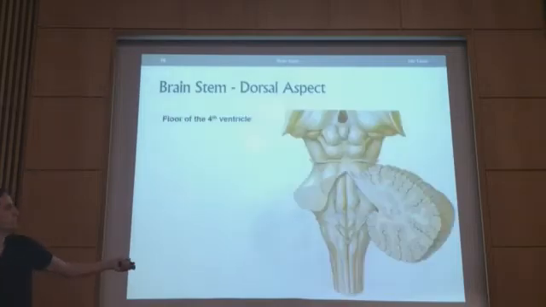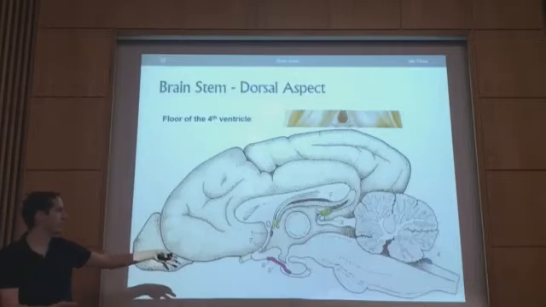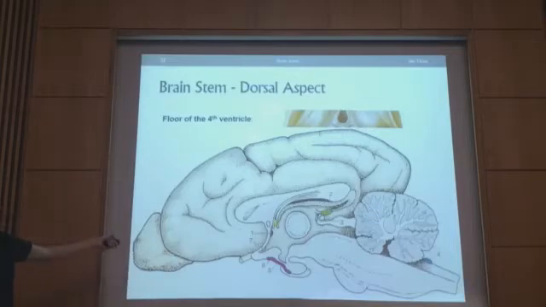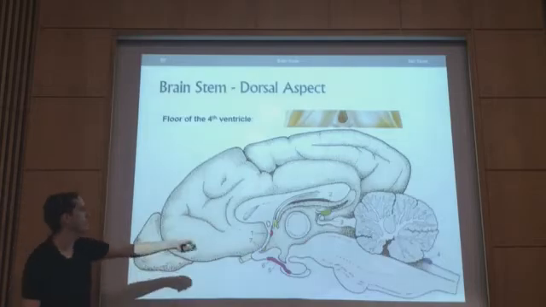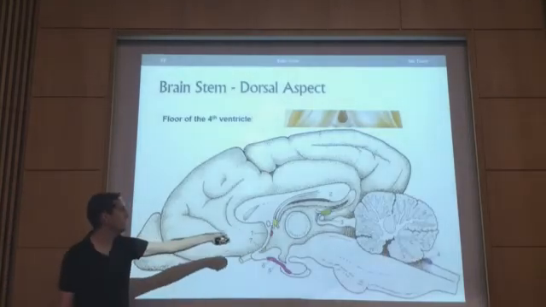So the tectum, so it's not a very good drawing here. This is the brain of a rat, I think. It's more complicated than a rat. I think it's some kind of a monkey. Anyway, the tectum is in here.